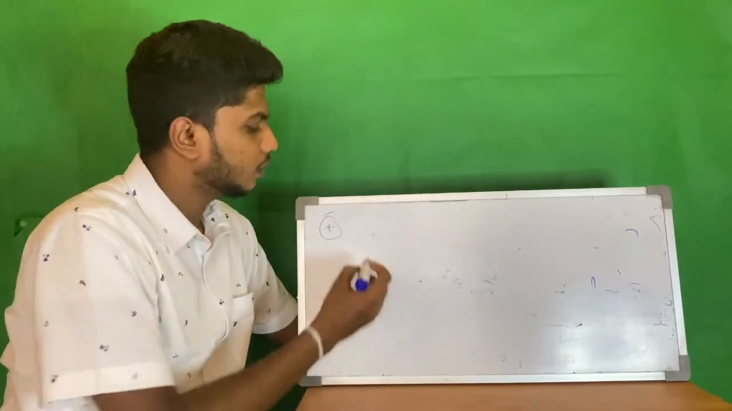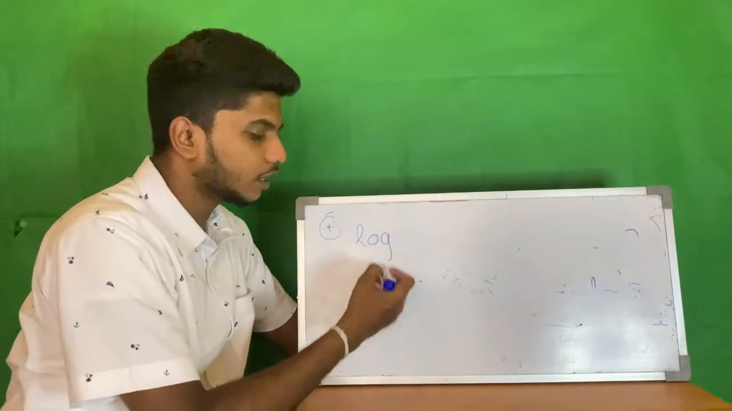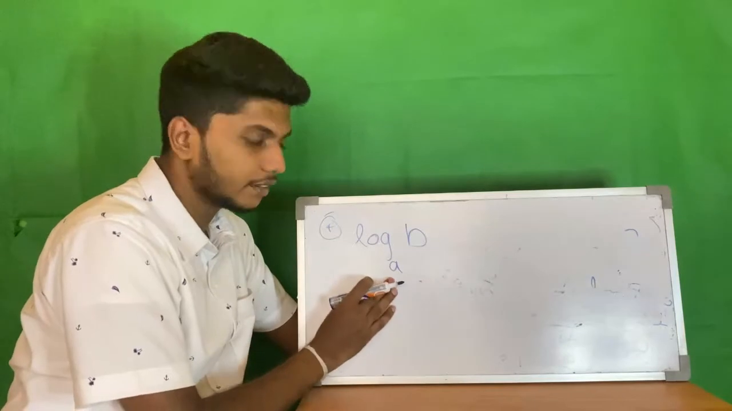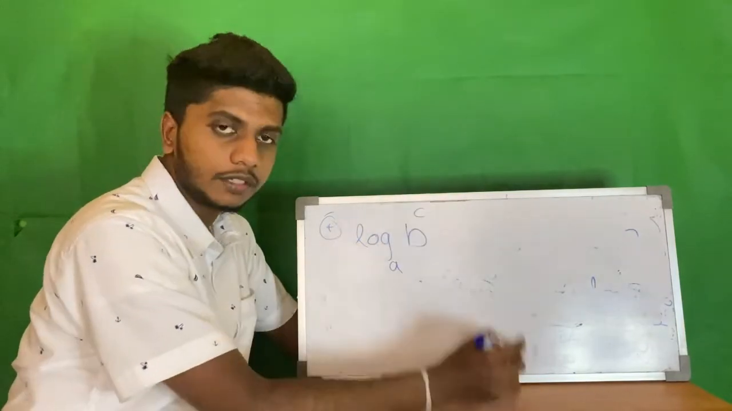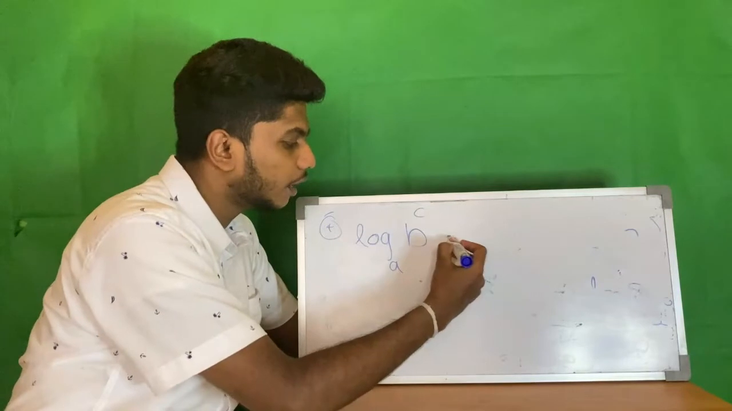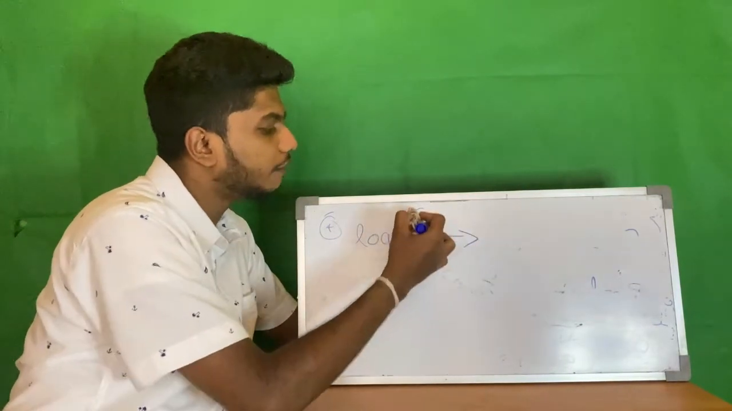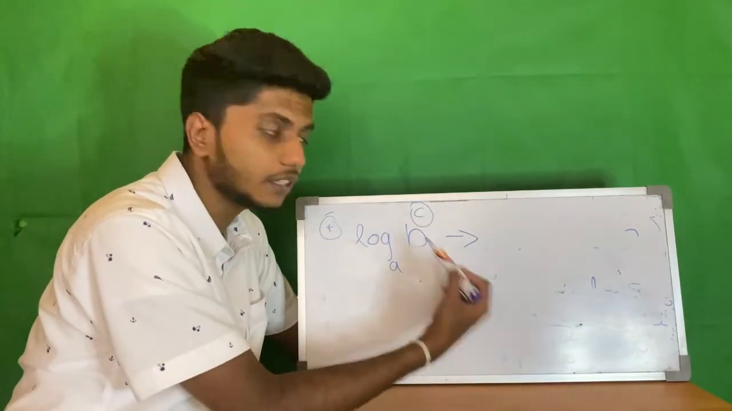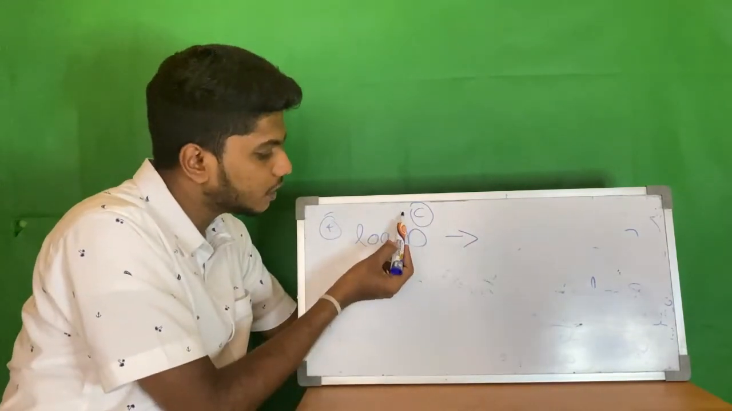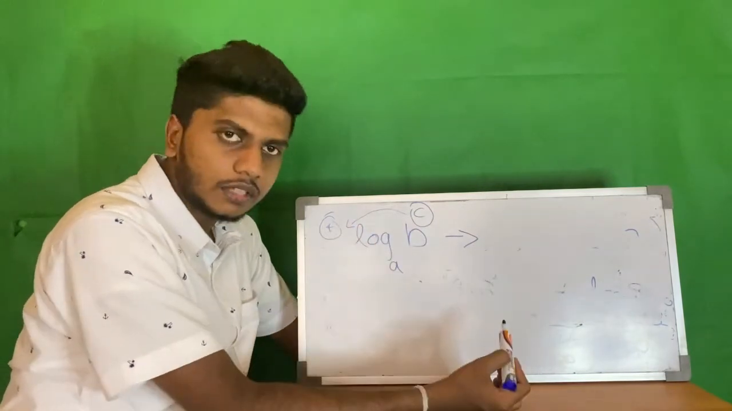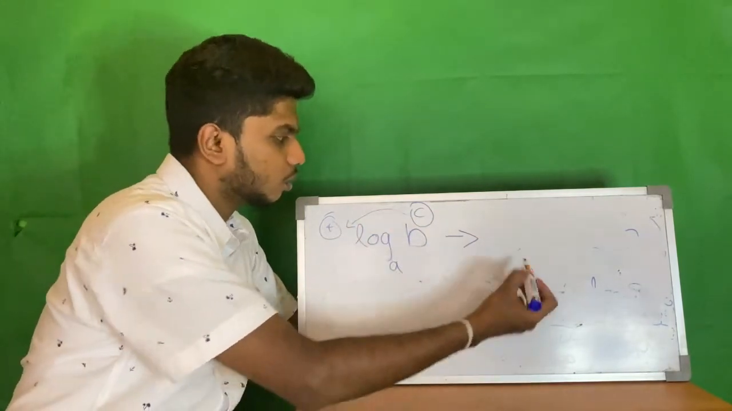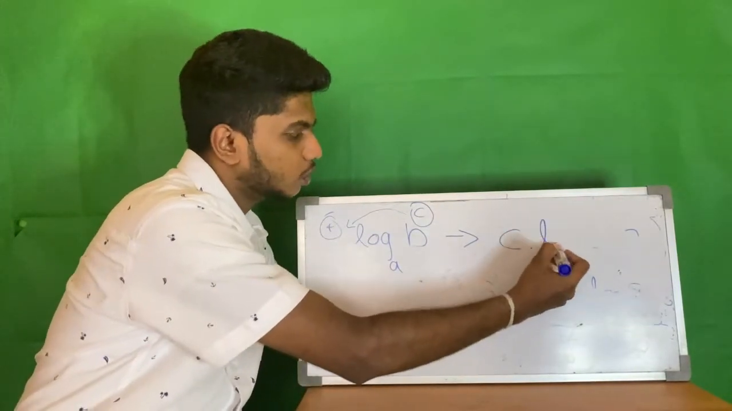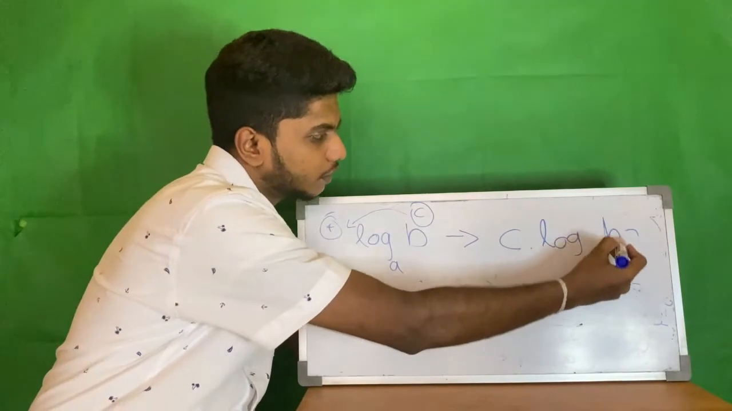Rule number 4. When you are given a log value like log base a of b to the power c, the power c is kind of weird when you see it here. You can take this c up front. That is the rule. So I can write this one like this: c times log base a of b.